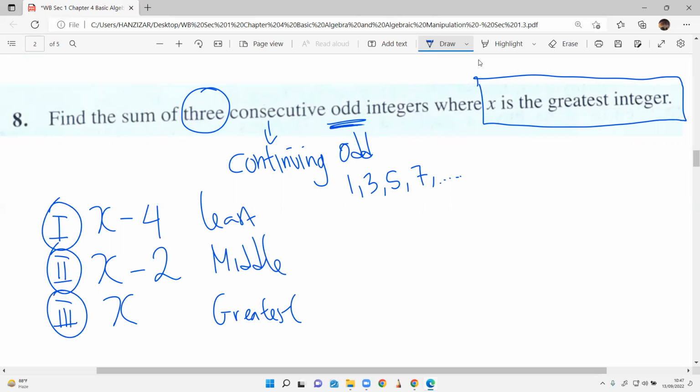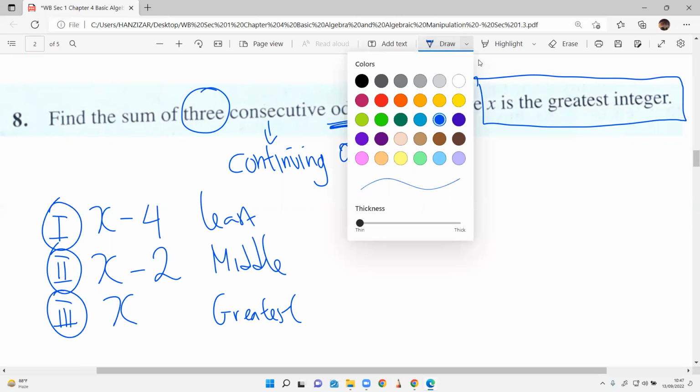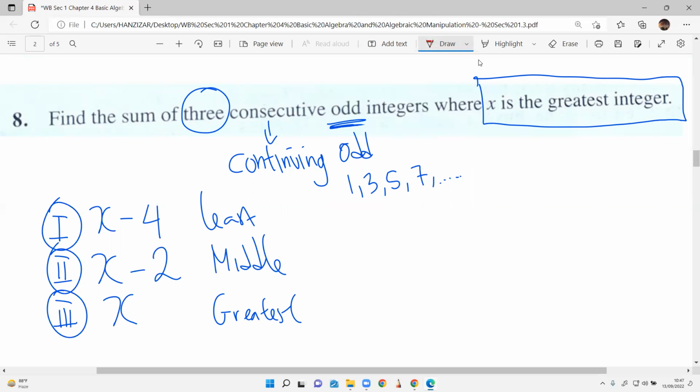So odd numbers: 1, 3, 5, 7 are different by 2, right? You increase by 2 for each odd number consecutively. So before the greatest number, you subtract 2. Get the idea? Understand? And then the previous number minus 2, so minus 4. How is it?